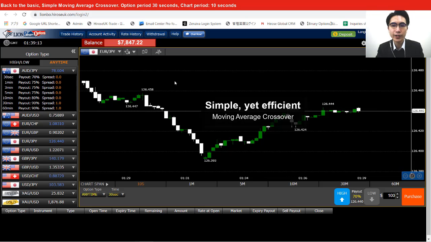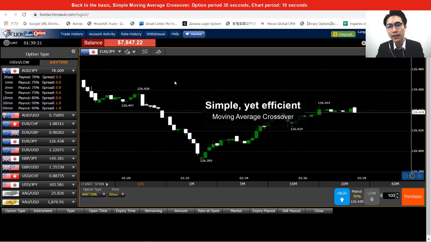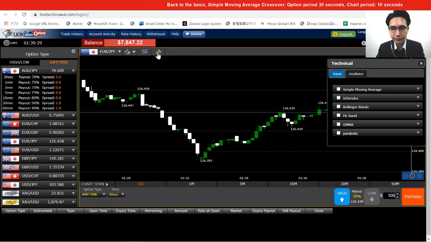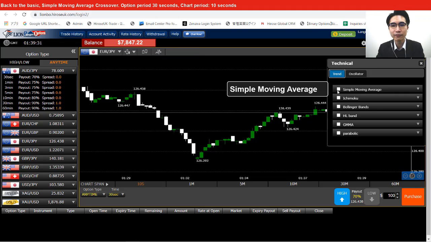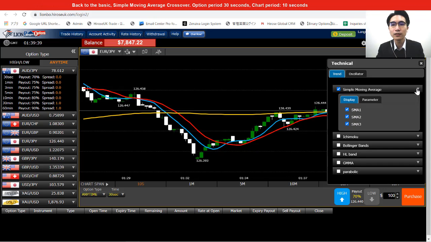Let's quickly set up the simple moving average on our chart first, and then we'll take a look at how we can trade with it and what we need to keep in mind when using this strategy. Okay, let's go to technical indicator, click on it. Then we select the simple moving average. Put a tick on simple moving average, and now we open the drop down.